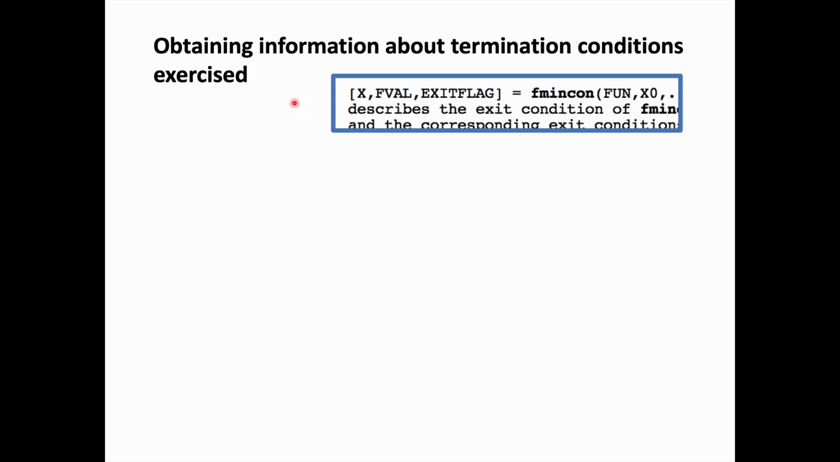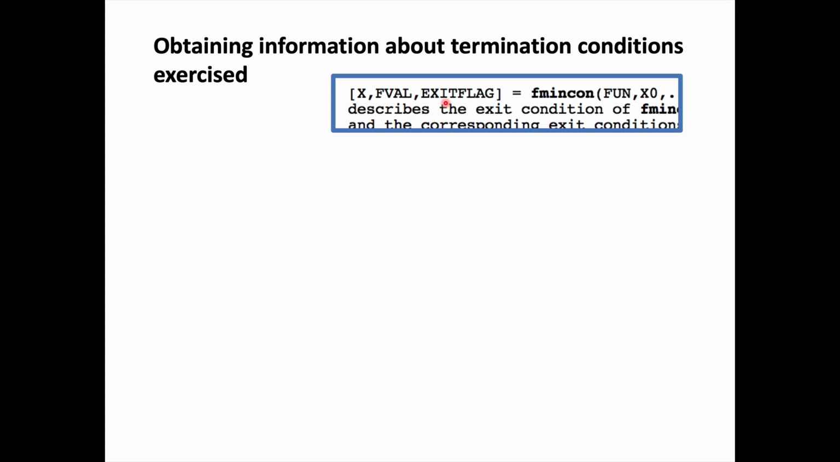We're going to look at how we can see what termination conditions were exercised. And we've already talked some about this. If we specify a third output argument for fmin_con, exit flag, this is the output that tells us how the algorithm terminated. It's really important to look at this exit flag. This is something that's really easily overlooked, and one of the really common issues I will see students running into is if, say, there's a numerical optimization solution and it just doesn't make sense.